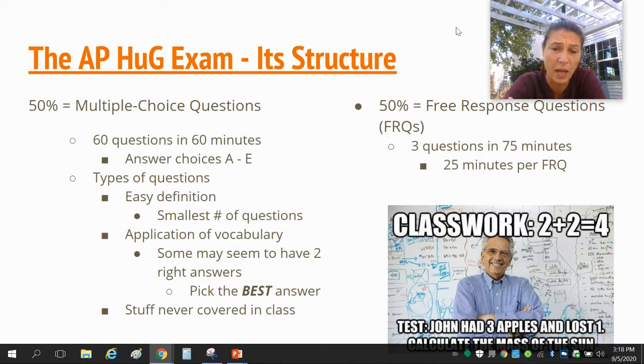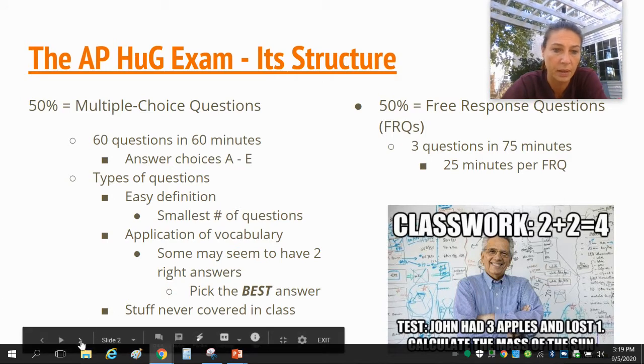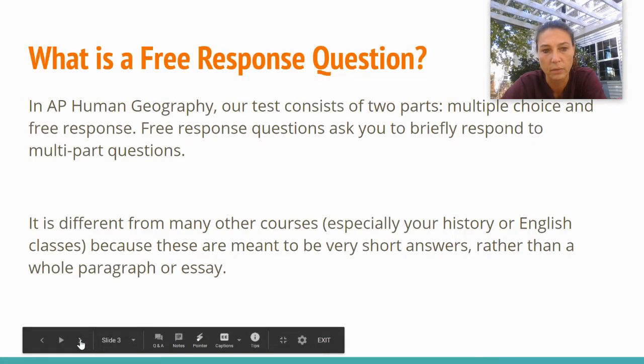But the other part of the test is free response questions, which is 50% of your test. You have 3 questions in 75 minutes, so you have 25 minutes per FRQ. And that's going to seem like not a lot of time. And if it seems like too much time, you're probably not doing it right. But we're going to practice this skill all year long, so I'm not too worried at this moment.